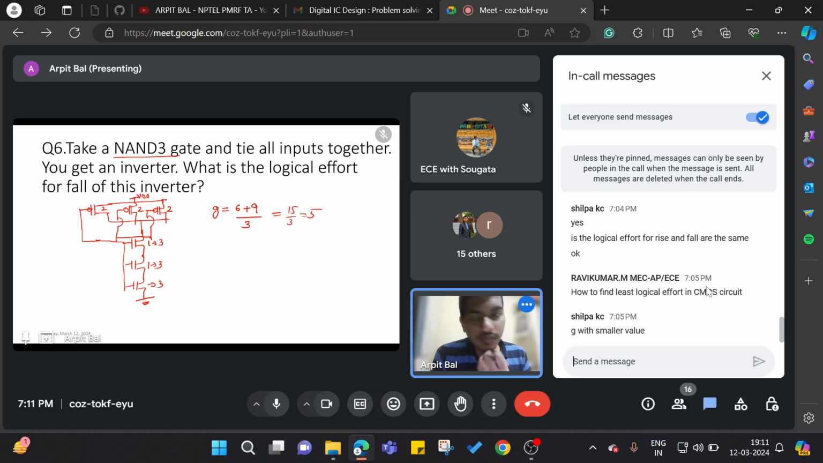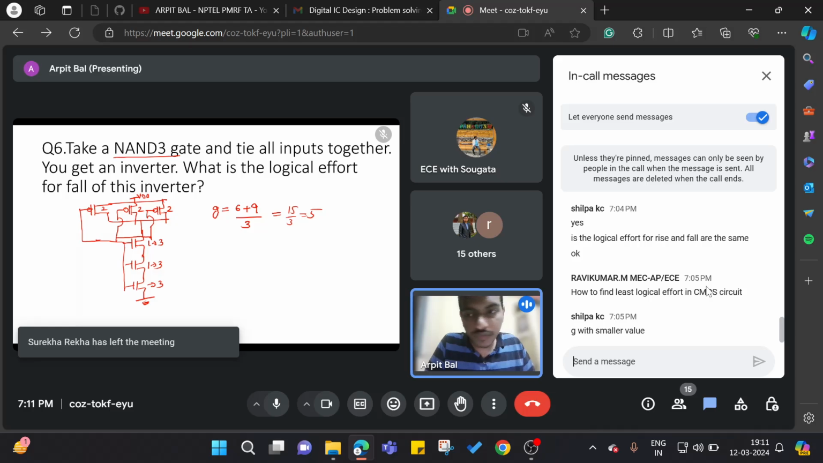Next, we were given an AND3 gate, and we were supposed to tie all the inputs together, similar to the previous question. Even in this question there was no skewness mentioned, so we can figure out what is going to be the logical effort of this inverter.